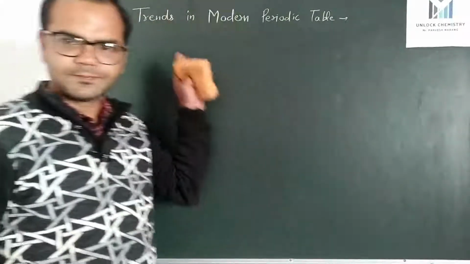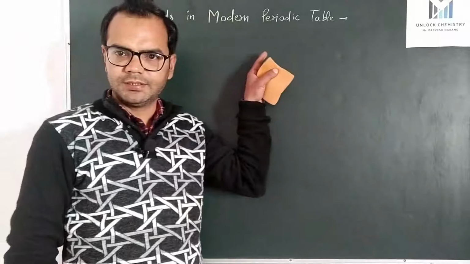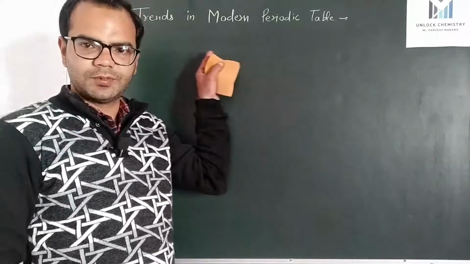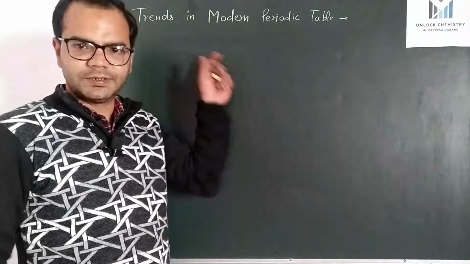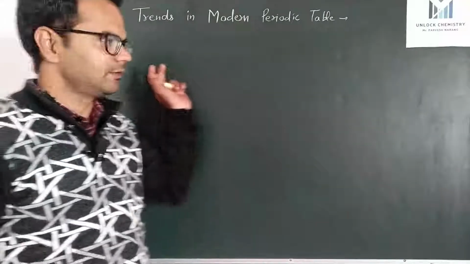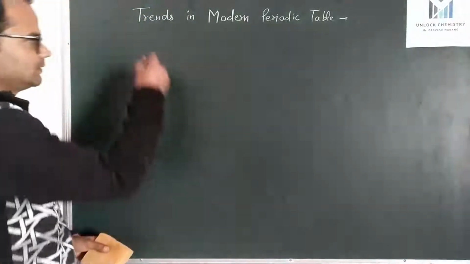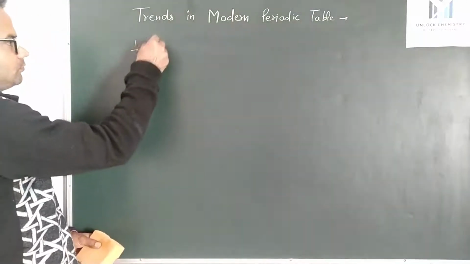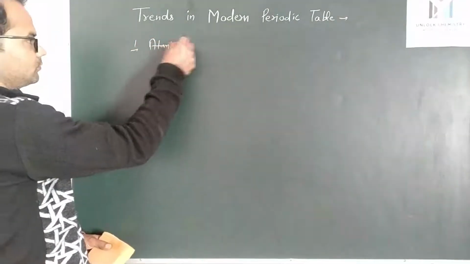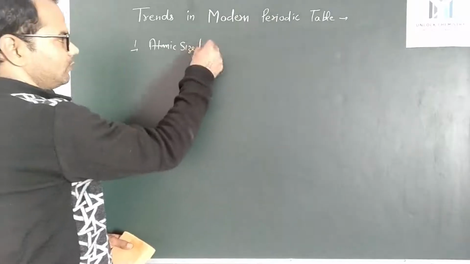Today we'll discuss trends in a modern periodic table. Here trend represents properties of periodic table and how properties vary in a group and from left to right in a period. So trend number first is atomic size, or we can say atomic radius.